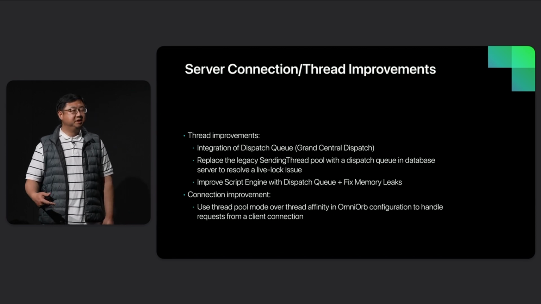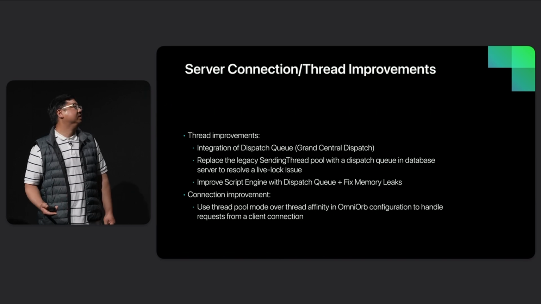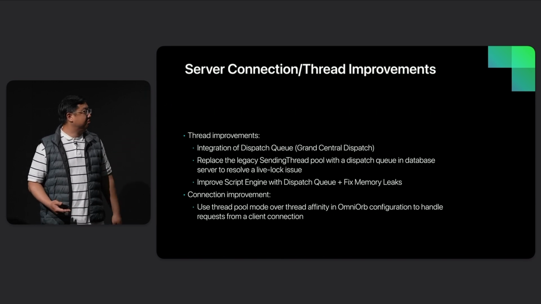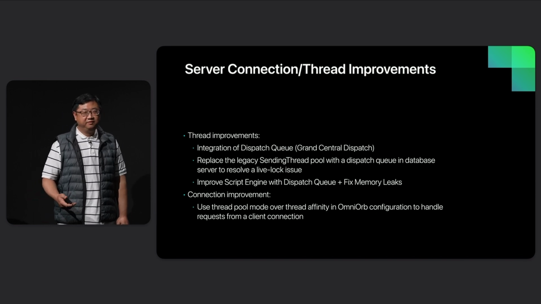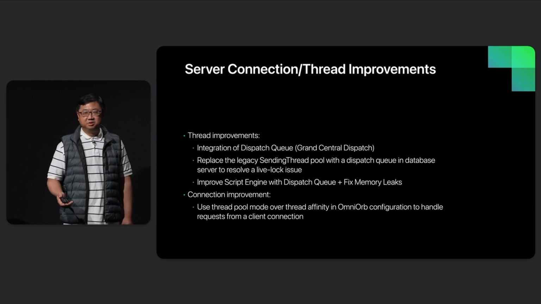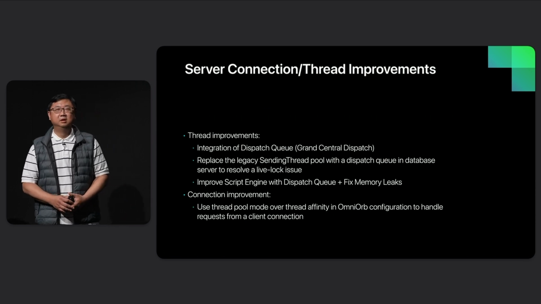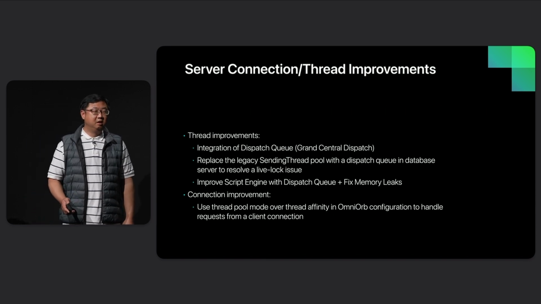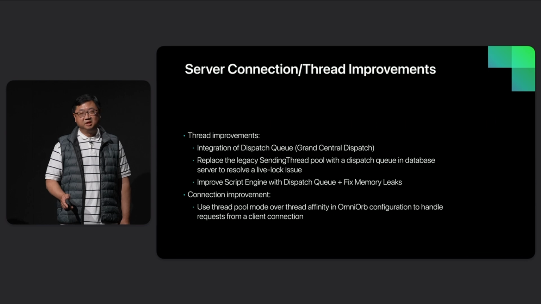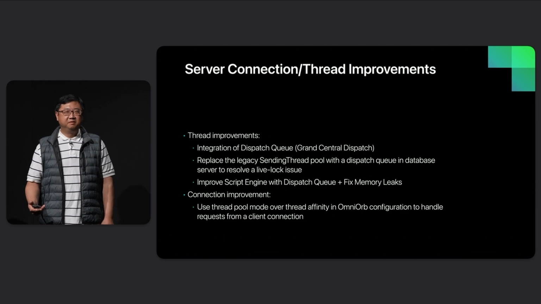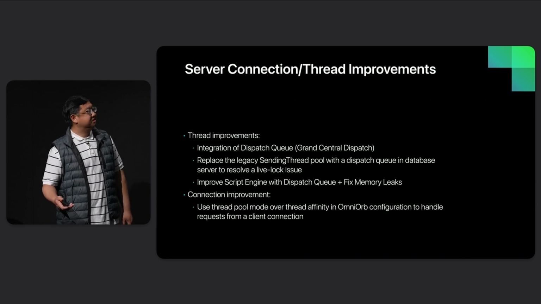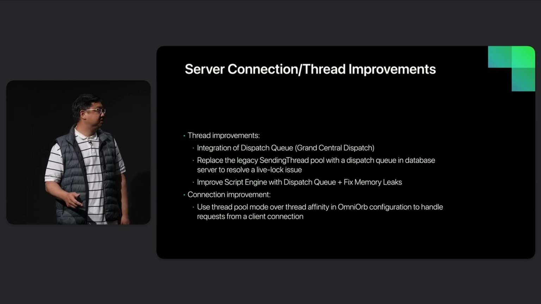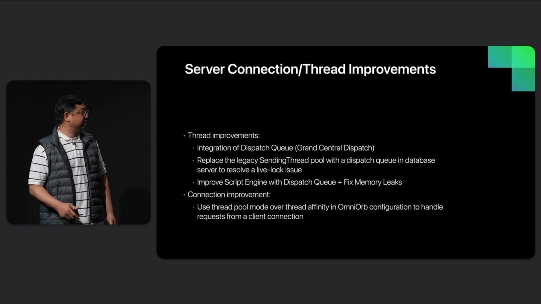So we resolved this issue in this release by replacing the legacy sending thread pool with a dispatch queue, so tasks can be processed more efficiently without manual thread management. Similarly, our script engine creates new threads to process incoming PSOS requests. And the integration of a dispatch queue not only improves the performance, but also fixes a legacy memory leak in the previous releases where threads were not properly destroyed when they were done.